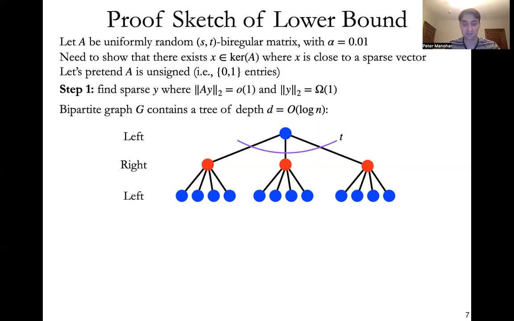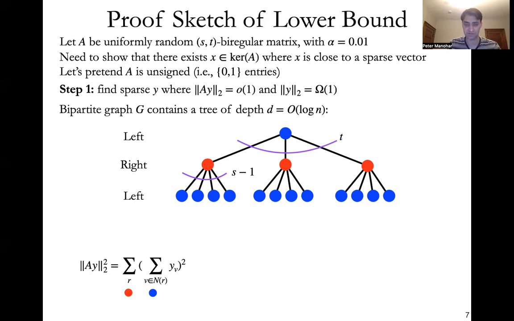And I forgot to mention that the degree of any left vertex in the tree is T, because of this regularity property, and the degree of any right vertex is S, but in particular, it only has S minus 1 children. Now the L2 norm squared of AY is simply, we sum over all right vertices, which correspond to the rows of A, and then we sum Y sub V over all the blue vertices neighboring the red vertex, and then we square it. That gives us the L2 mass squared of AY.